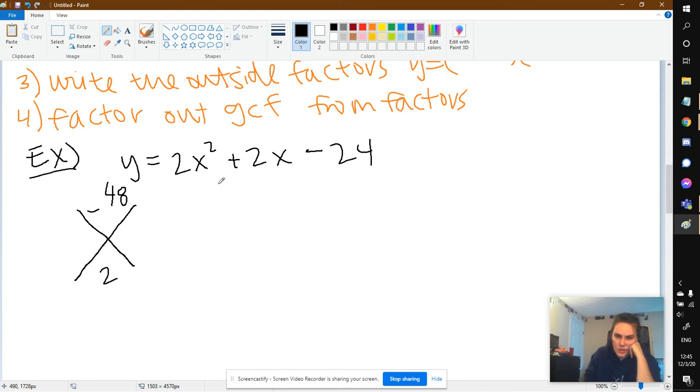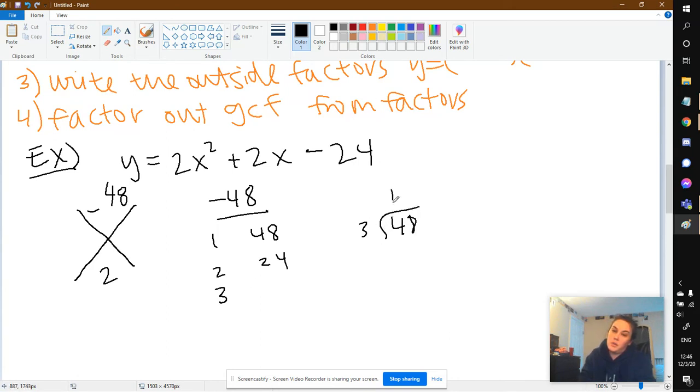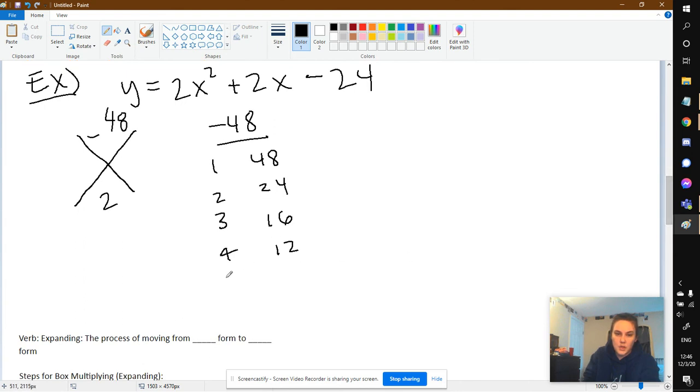Is this looking right? Let's see. We do 1 and 48. We do 2 and 24. We would do 3 and 48 divided by 3, 16. That makes sense. 4 and 12. 5 doesn't work. 6 does work. 6 and 8, that's going to be our ones, right? We want this one to be negative. Right there.